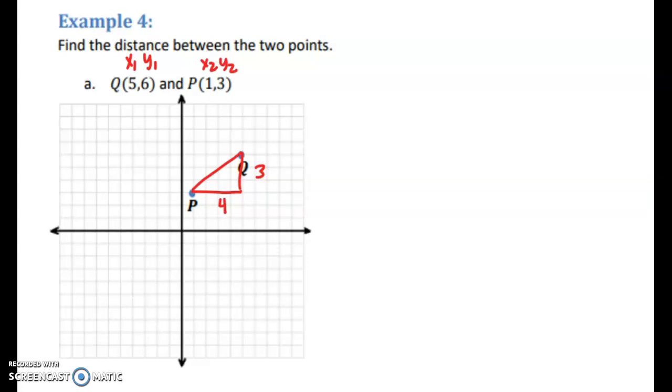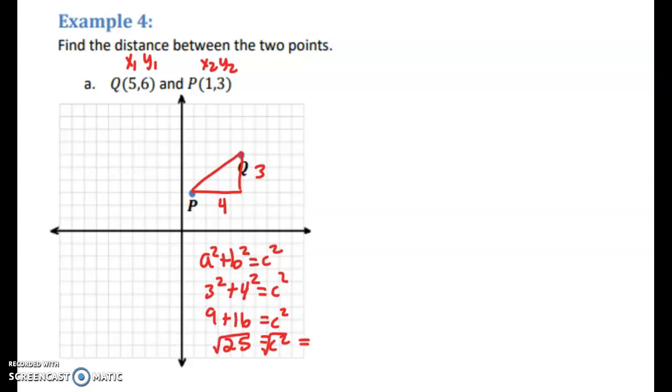So then I could go in and I could use my Pythagorean theorem, and I could do 3 squared plus 4 squared equals c squared. That'd be 9 plus 16, which is 25. And then the square root of 25 is 5. Now let's also try it with the distance formula.